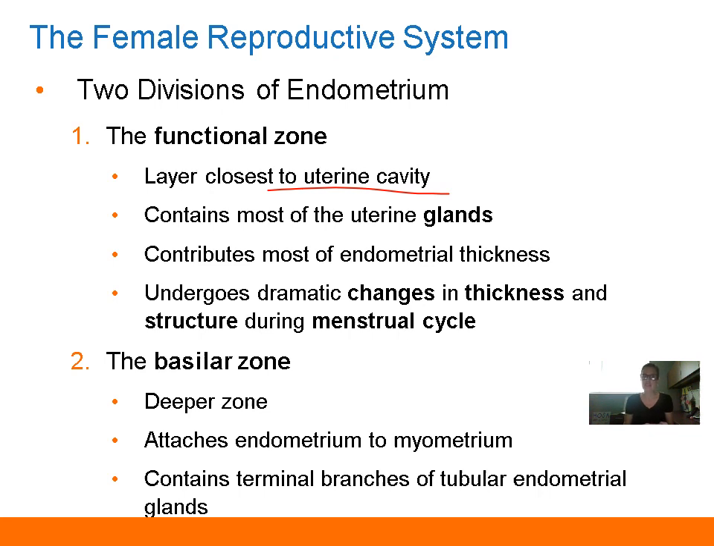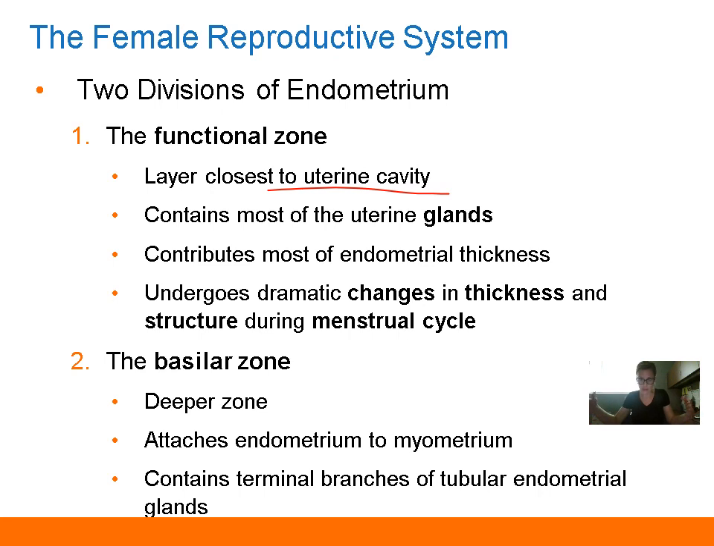This is the part that contains most of the uterine glands and contributes most to the thickness of the endometrium. The functional zone is the zone that actually undergoes these dramatic changes in thickness and structure during the menstrual cycle. So this is the functional area. This is the part that gets built up really thick and then gets shed.